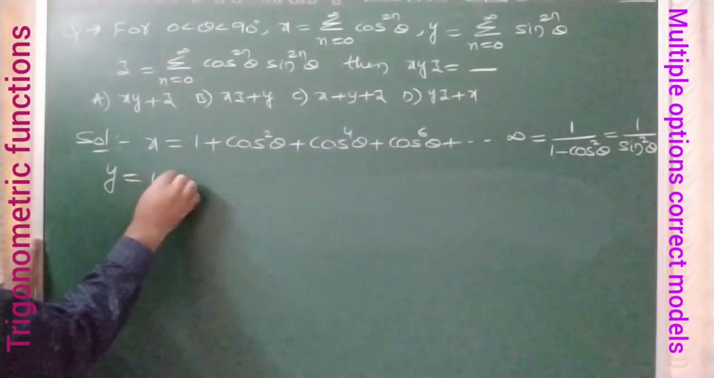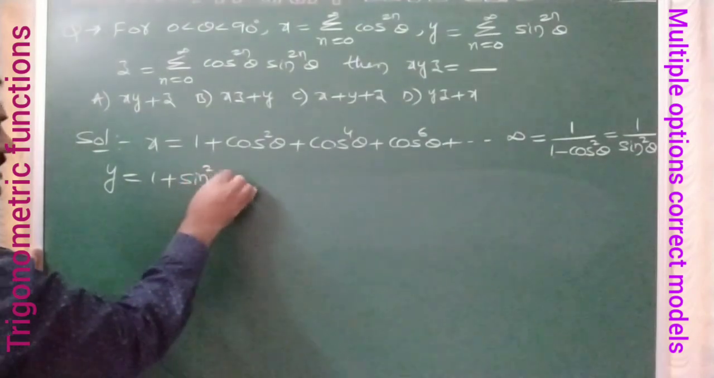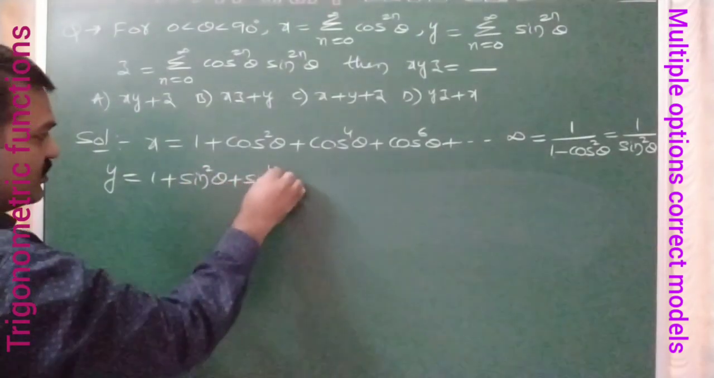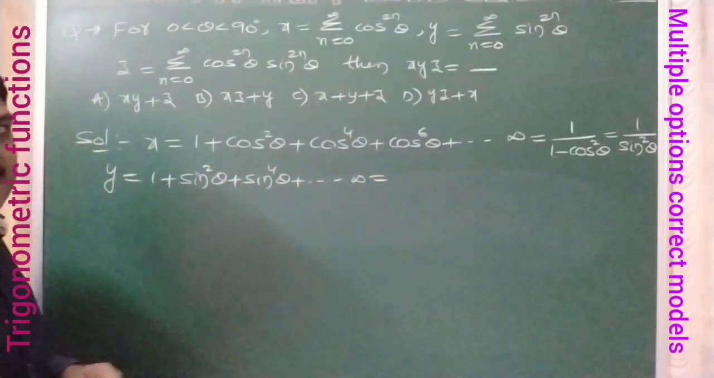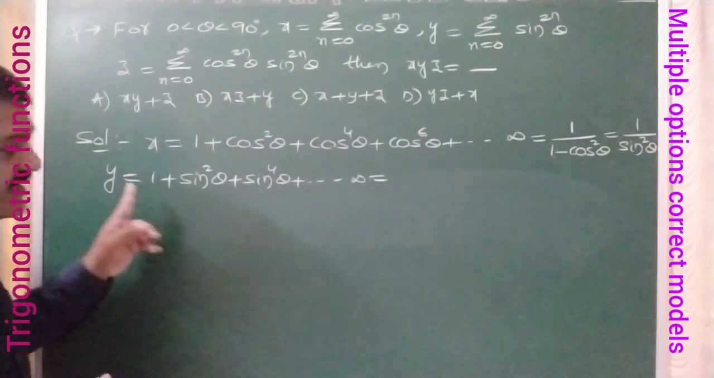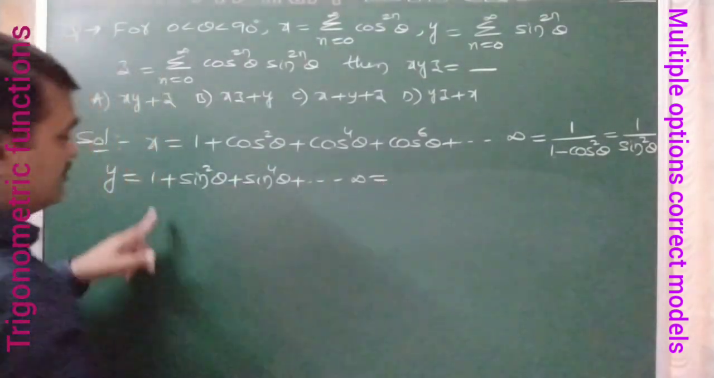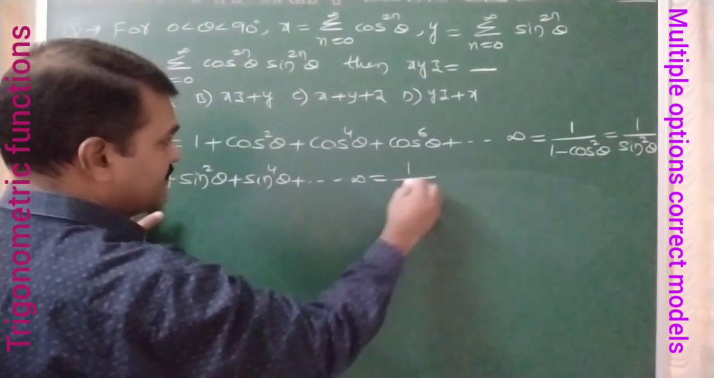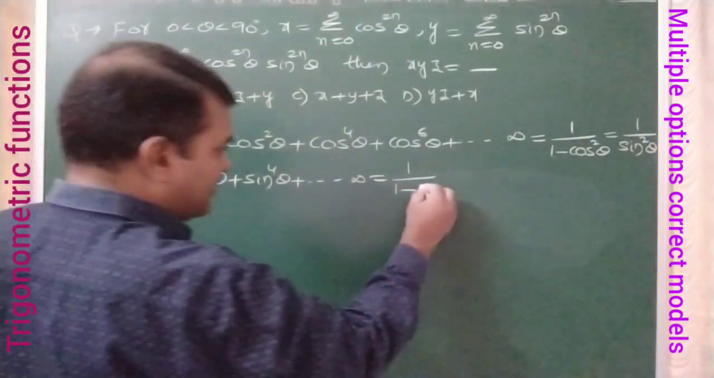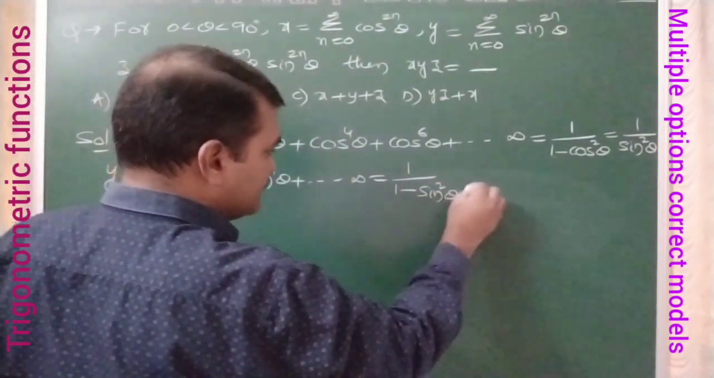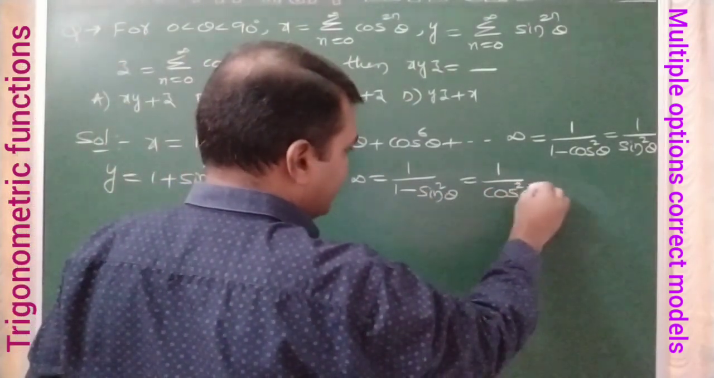You will get 1. Take n as 1, so you will get sin squared theta. Take n as 2, sin power 4 theta, and so on up to infinity. Even this is a geometric progression, and S infinity of a GP has the same formula, a by 1 minus r. So what is a? 1. What is r, the common ratio? Second term by first term, sin squared theta. So 1 by 1 minus sin squared theta means cos squared theta.